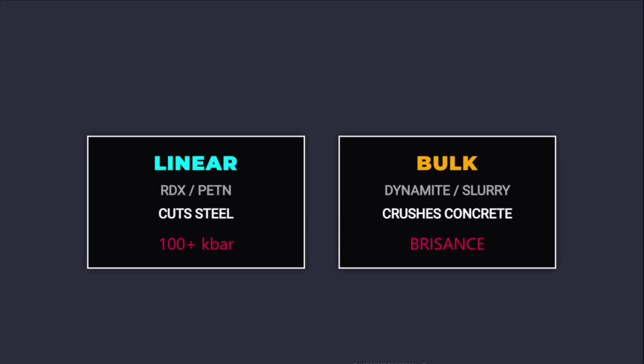Conversely, bulk charges, often containing dynamite or specialized slurry explosives, are used for crushing reinforced concrete columns, relying on brisance and gas expansion rather than directional cutting. The selection of the explosive type and liner material, such as copper or aluminum, is determined by the target material's yield strength and density.